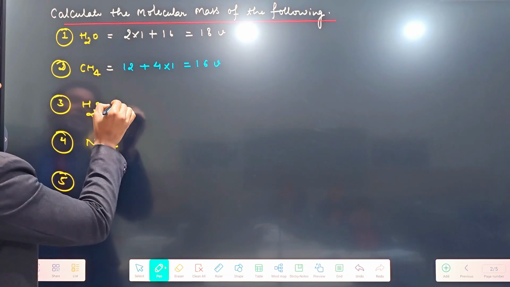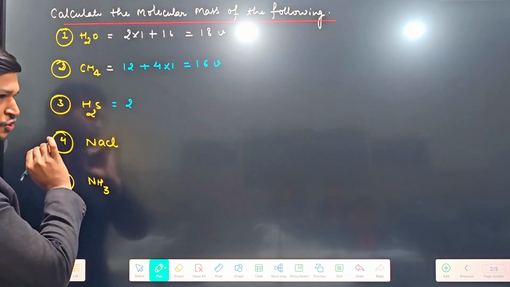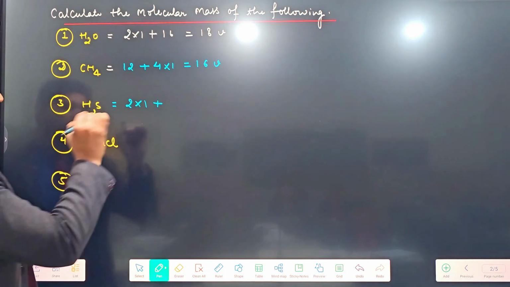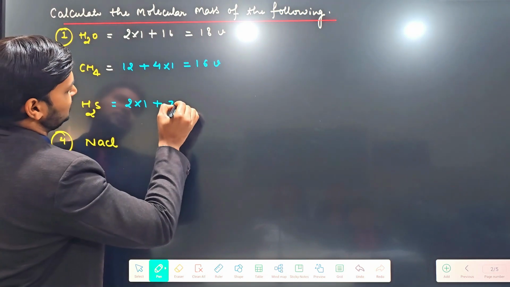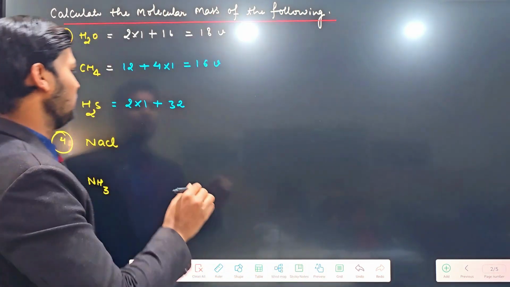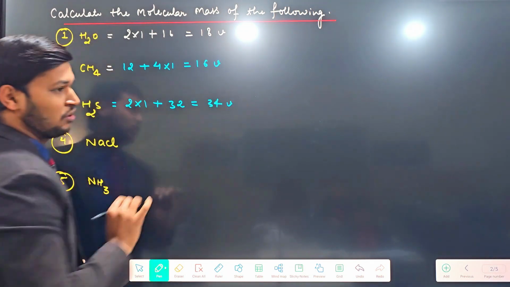Coming to the next one, beta. Again, 2 atoms of hydrogen here. Then after, you will write over here 2 and 1. Atom change, symbol of addition. Then sulfur is there, beta. Atomic mass of sulfur is 32 because its atomic number is 16. So how much you will get? 32 plus 2, 34. Clear?